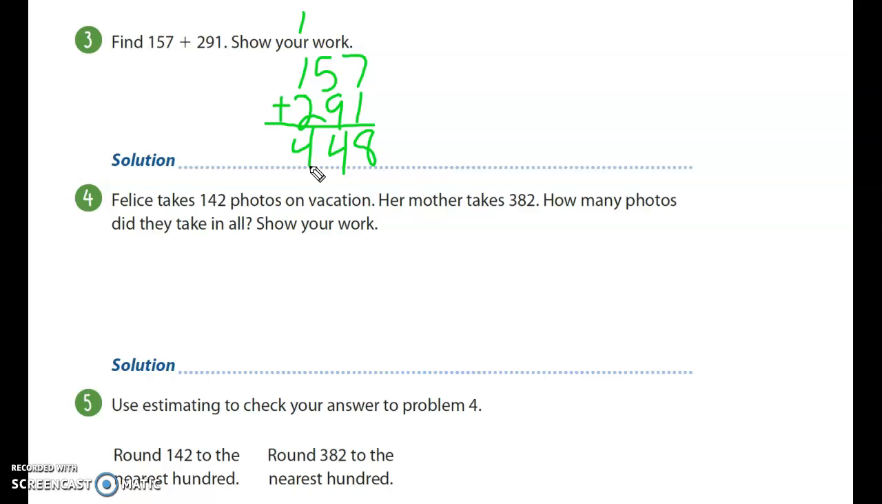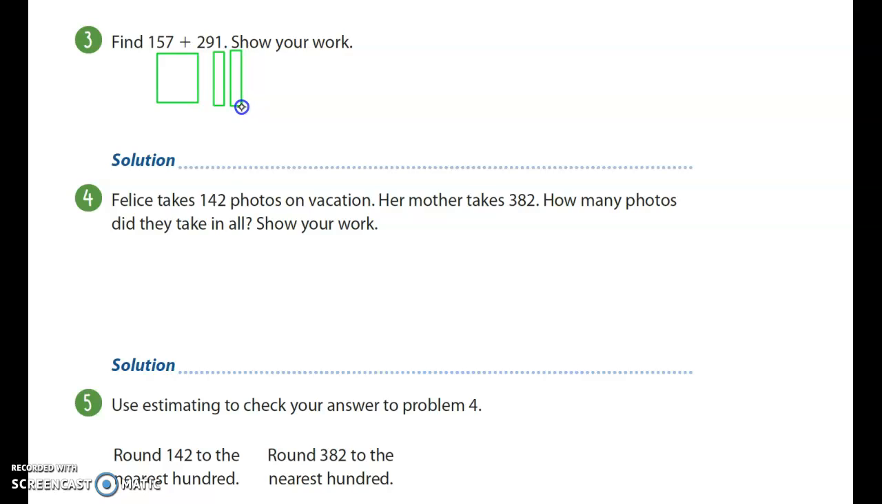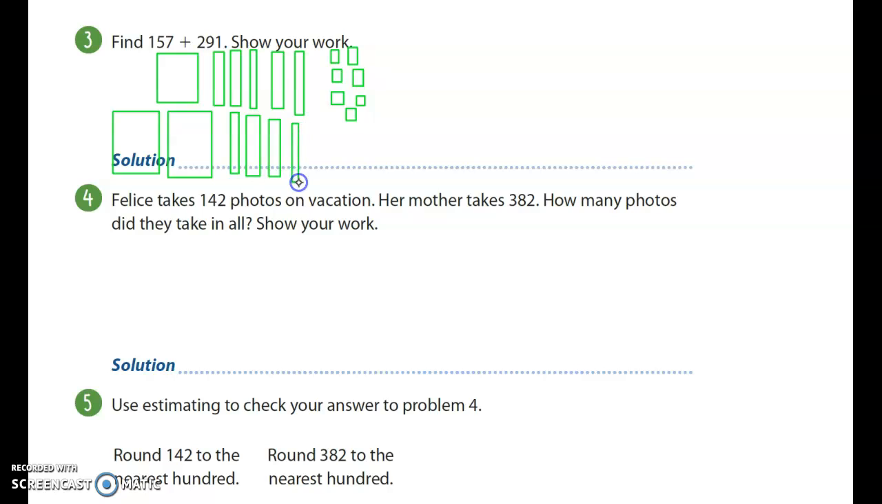Okay. Or, by using 10 blocks, I could do this. And 157, okay, I have 100s, one of them, and I have 5 10s, right? Four, 5, and then how many ones? 7. 3, 4, 5, 6, 7. Right? And 291, how many hundreds do I have? 2. Okay. And how many 10s? 9. Okay. 9. So that'll take forever, but 1, 2, 3, 4, 5, 6, 7, 8, 9. And how many ones? How many ones? 1.